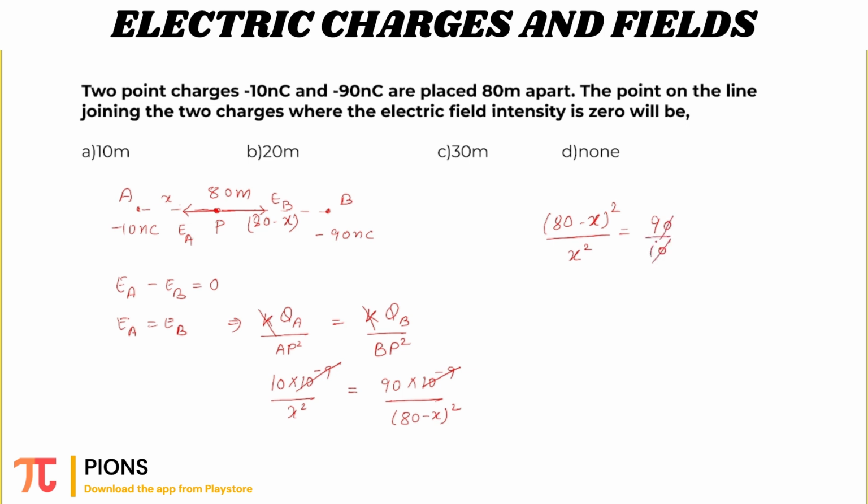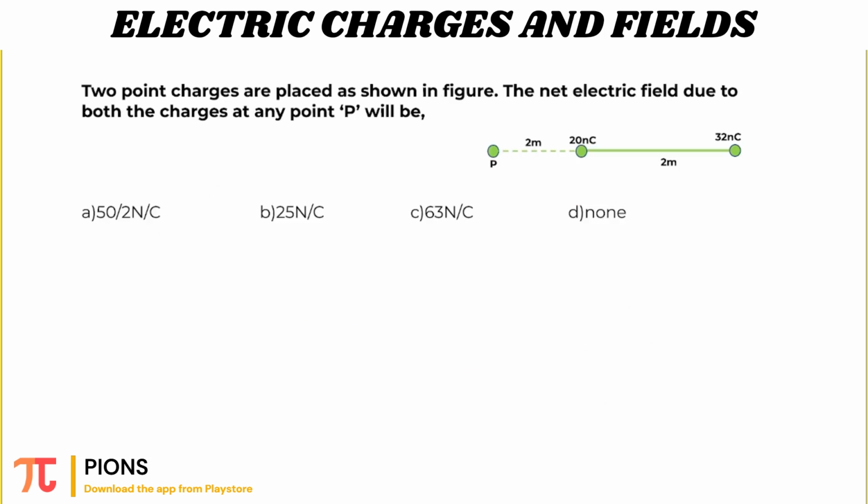Let's cancel out 0 with 0. And taking the root, (80 minus x) divided by x must be equal to 3. So 80 minus x must be equal to 3x, and that will give us 80 equal to 4x. Hence x is 20 meters. That's our correct answer, Option B. Let's move to the next one.